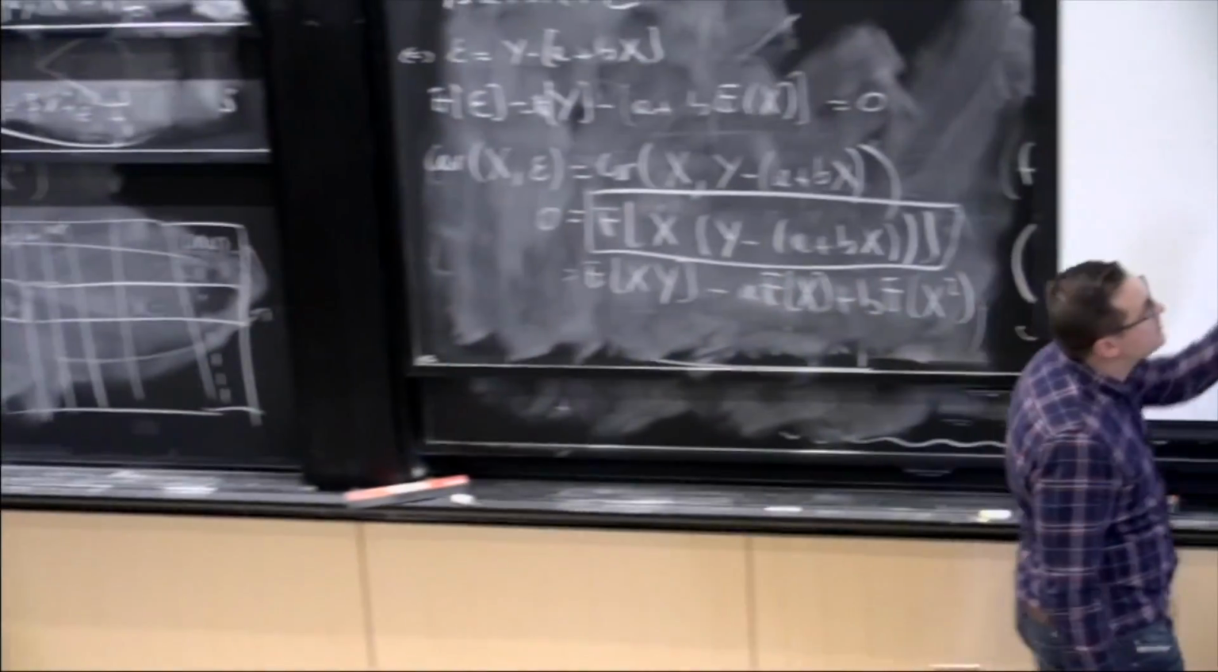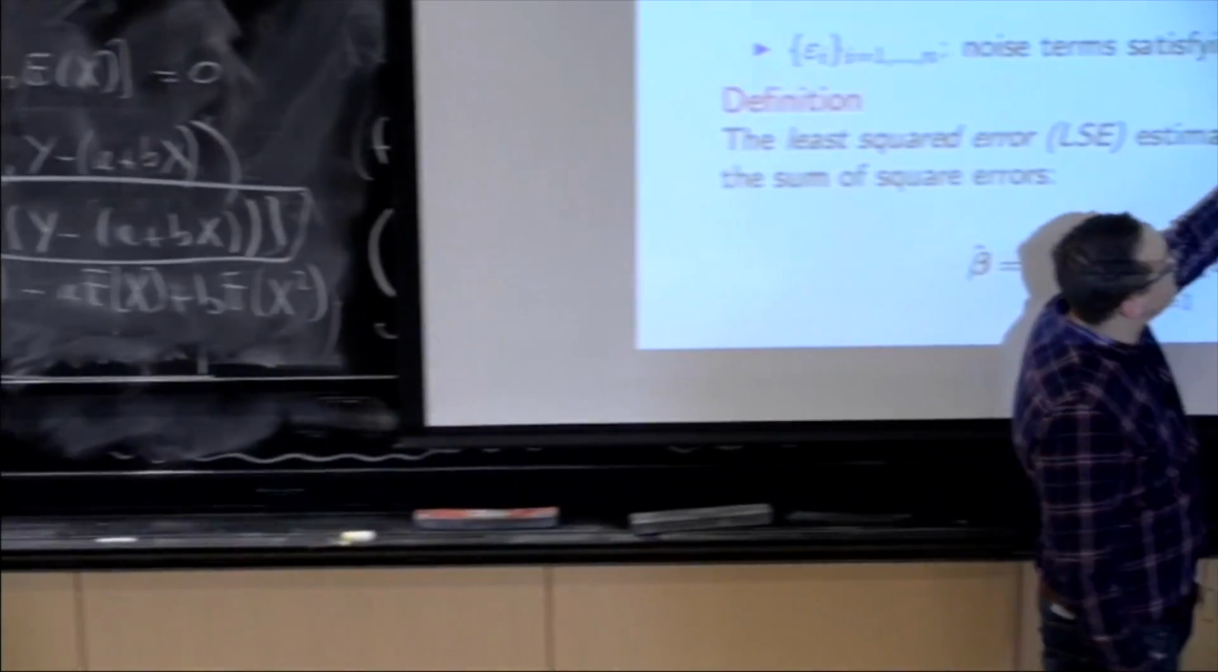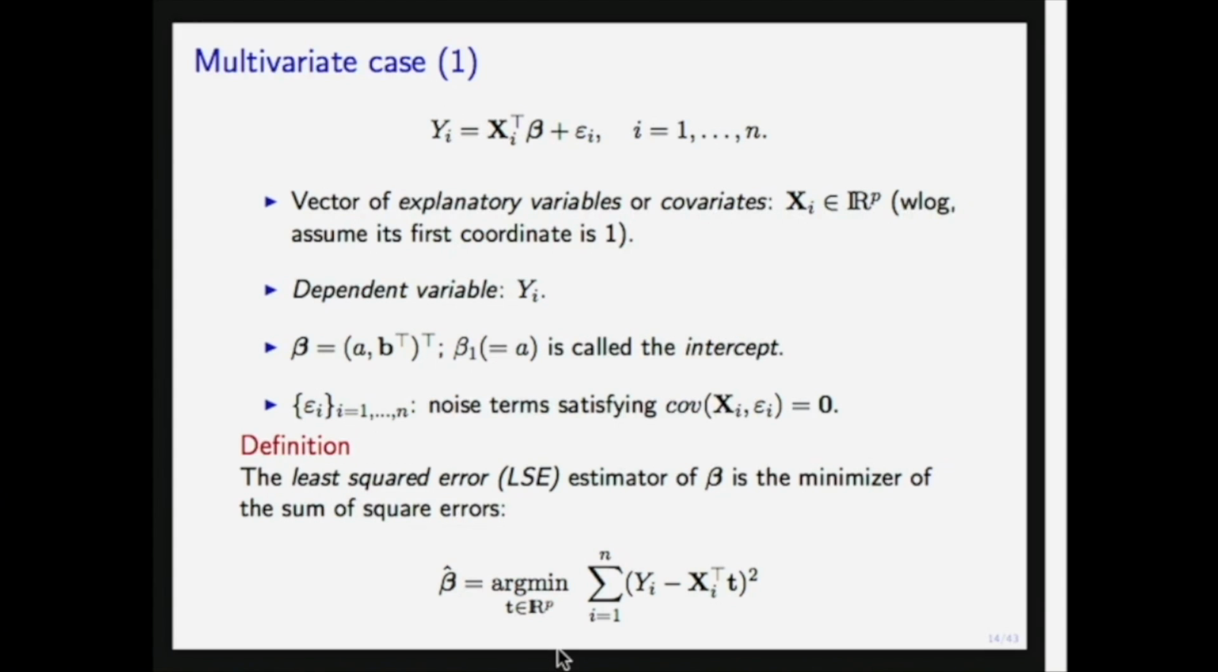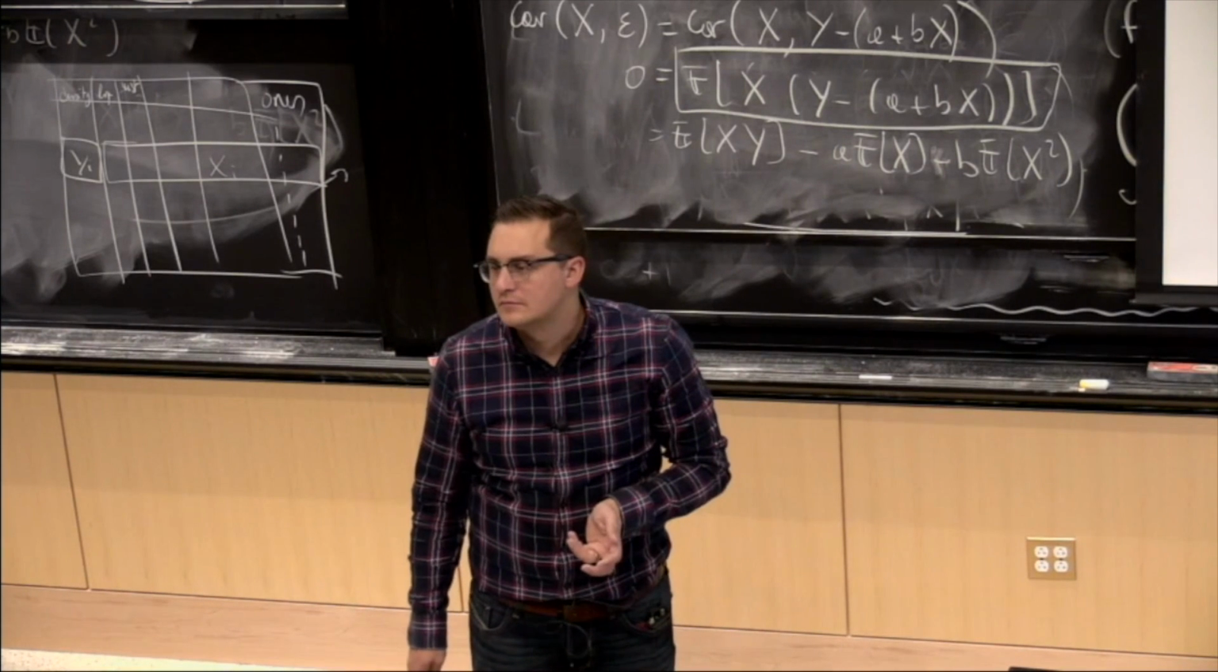So now, for my noise coefficients, I'm still going to ask for the same thing, except that here, the covariance is not between one random variable and another random variable. It's between a random vector and a random variable. How do I measure the covariance between a vector and a random variable?